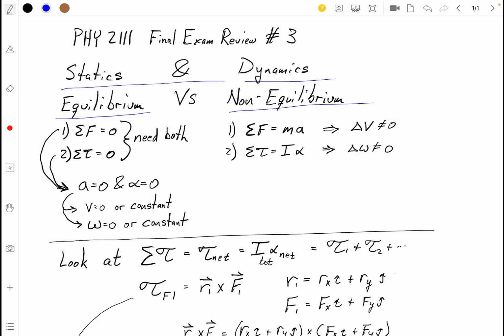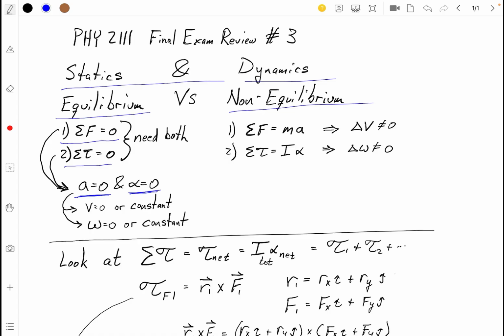There's two conditions for equilibrium. We've got the first condition, sum of the forces equals 0. In other words, F net equals 0. Or the sum of the torques is equal to 0, or torque net is equal to 0. Both of those have their implications. If you have F equals 0, then a has to be equal 0. And the same thing goes for torque. Alpha has to equal 0.